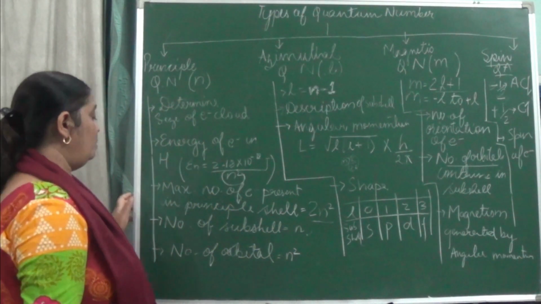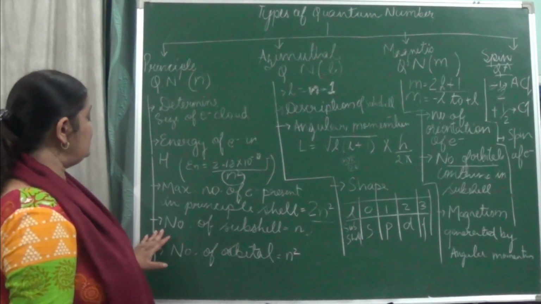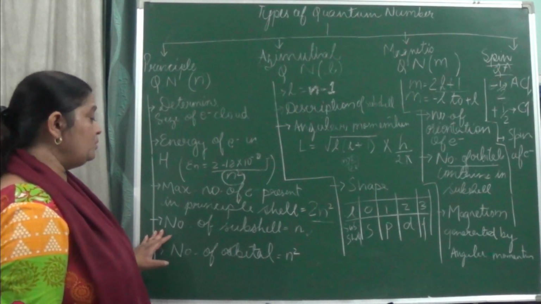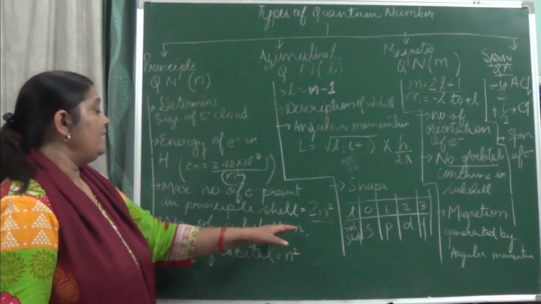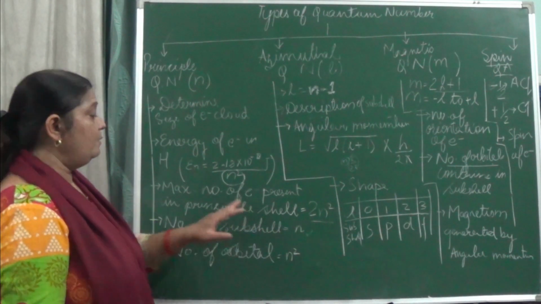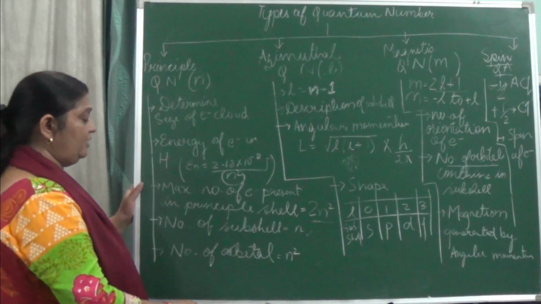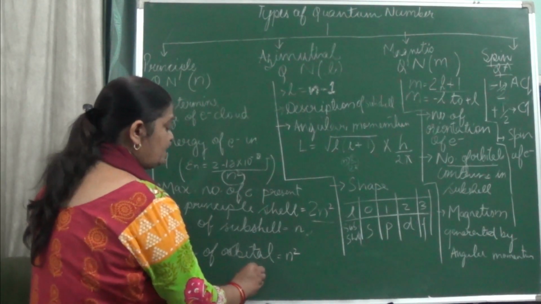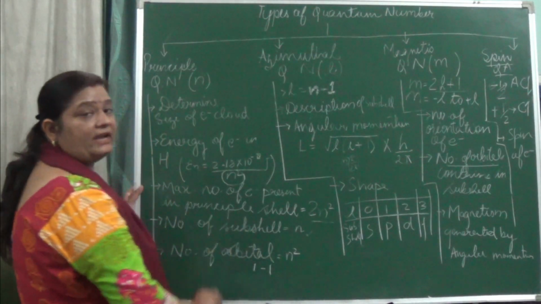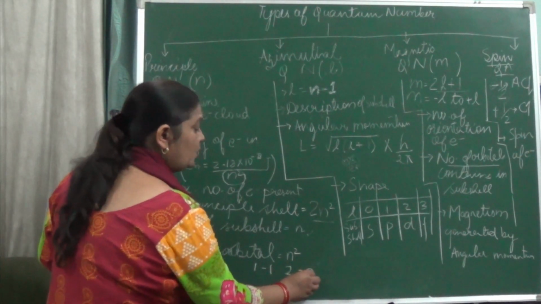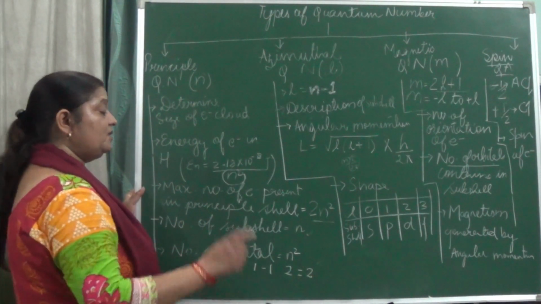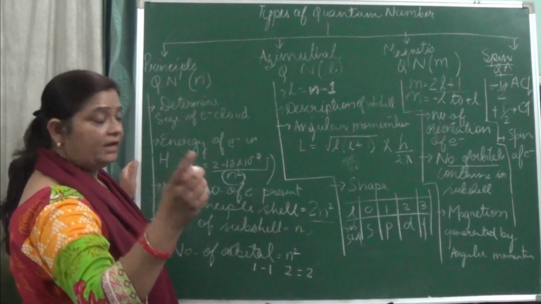2n square. Then this principal quantum number is also used to find the number of subshells, which is equal to n, where n is the principal quantum number. So suppose the energy shell is 1, the subshell will be 1. If the energy shell is 2, the number of subshells will be 2. If the energy shell is 3, the number of subshells will be 3.